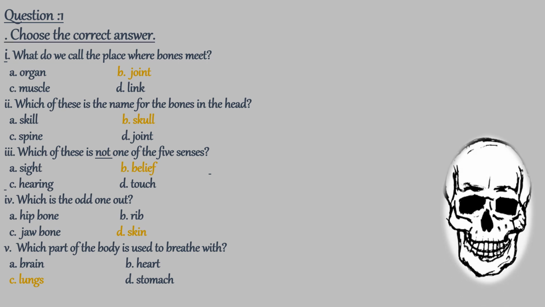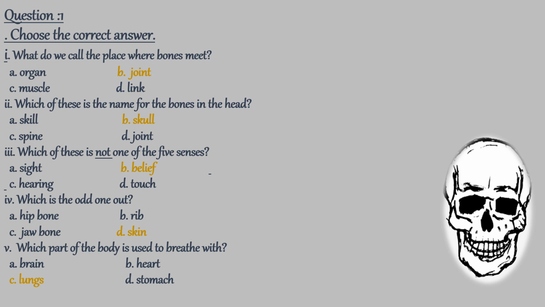Yes, this is the answer slide. Now I am repeating it for you. What do we call the place where bones meet? Yes, it is the joint. The bones meet at the place, we called it a joint. Number 2, which of these is the name for the bones in the head? And that bone is called skull. The correct option is B.